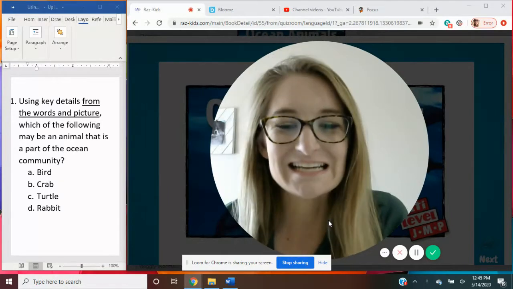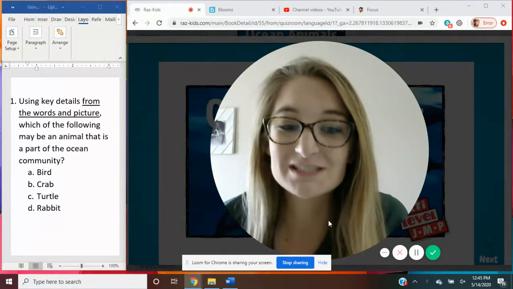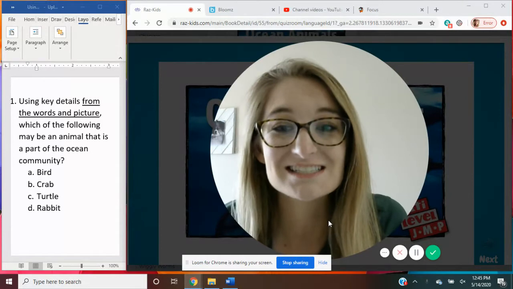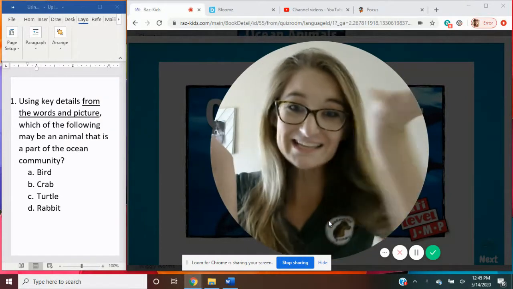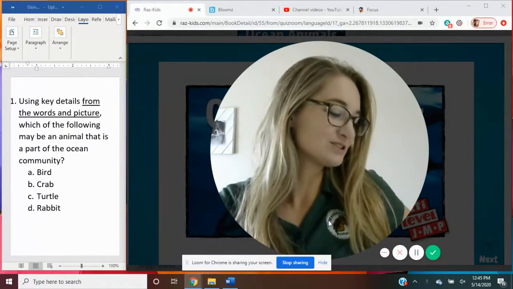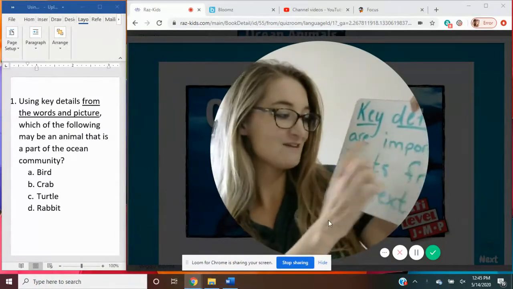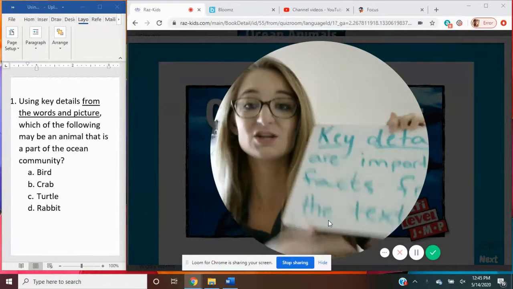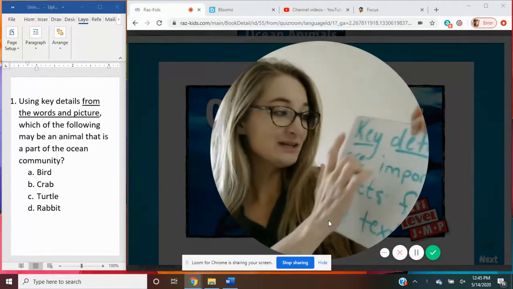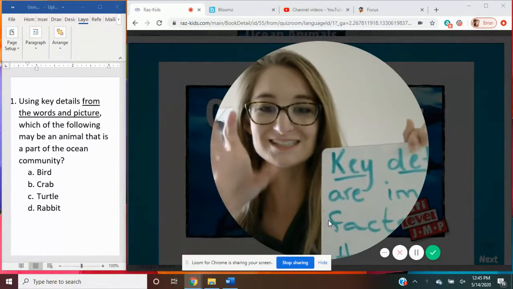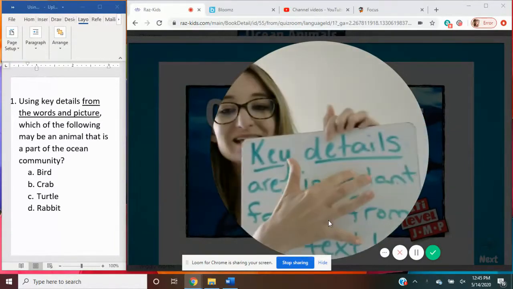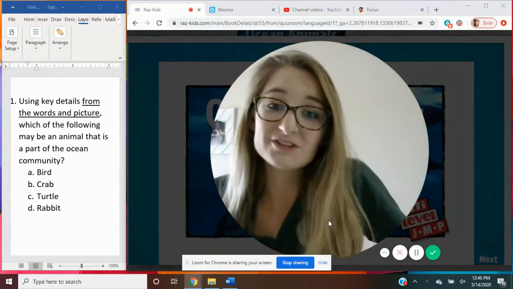So anyways, today's lesson on iReady is going to be about answering questions about key details in a story. So what are key details? Key details are important facts from the text. So we know the word key means it's something important. It's something that's special. It stands out. And details are facts about the story.